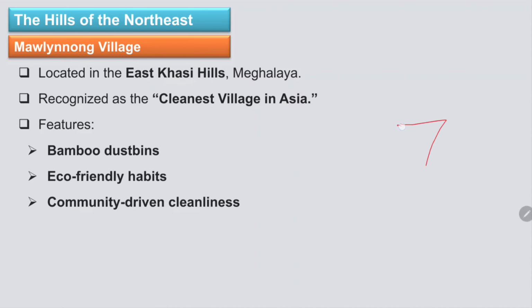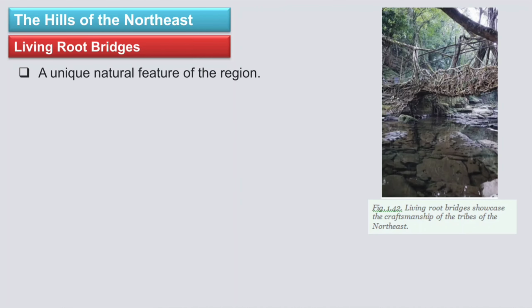You'll find a dustbin in this shape, made of bamboo, okay. So these are eco-friendly as well, isn't it? And eco-friendly habits are there. Community-driven cleanliness: the community as a whole cleans their area, okay, they don't depend on others. All the residents themselves clean their area. So there is a living root bridge which is very famous here, see, this one. A unique natural feature of the region. And see, you can stand here also, you can go there, and it is very strong and sturdy, okay.